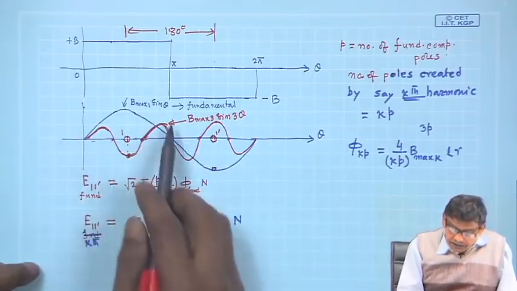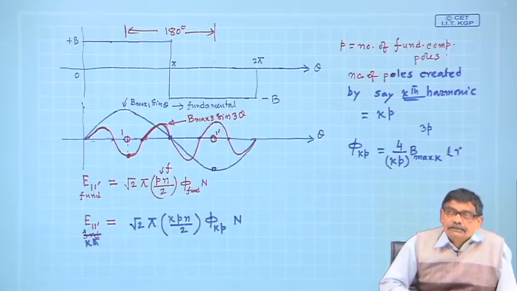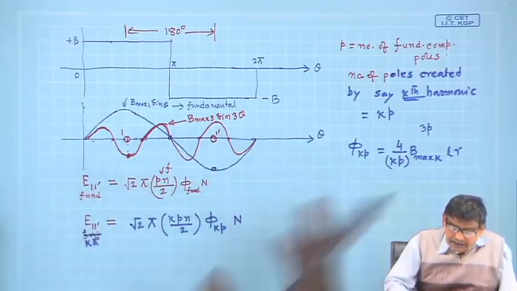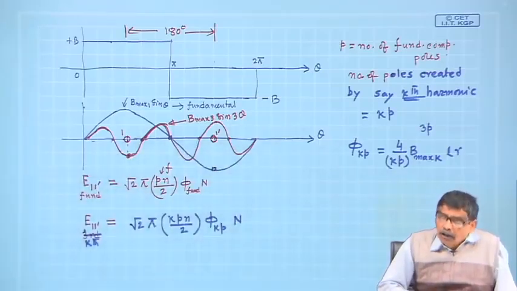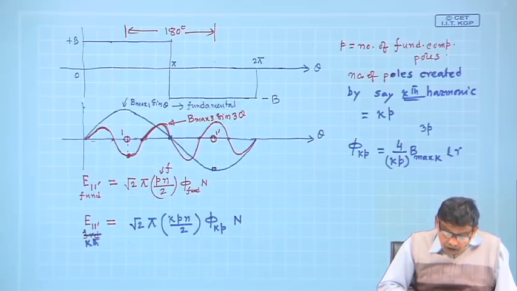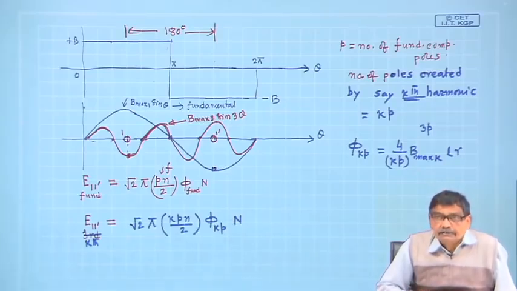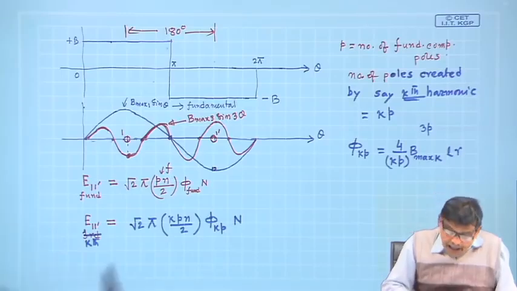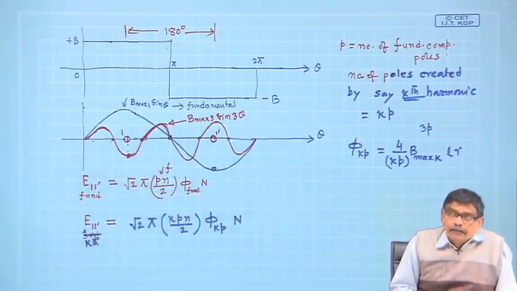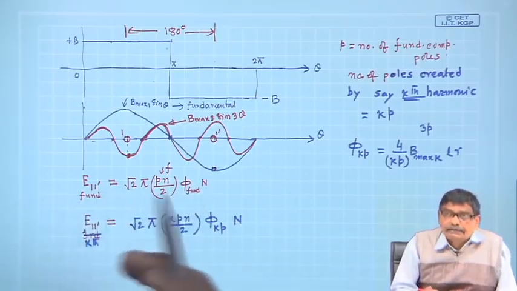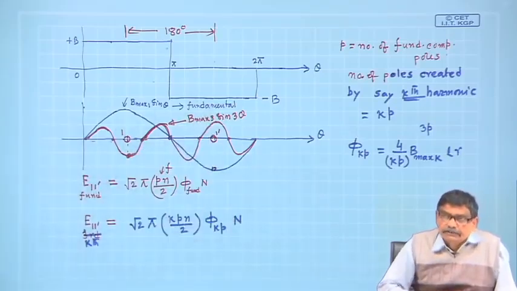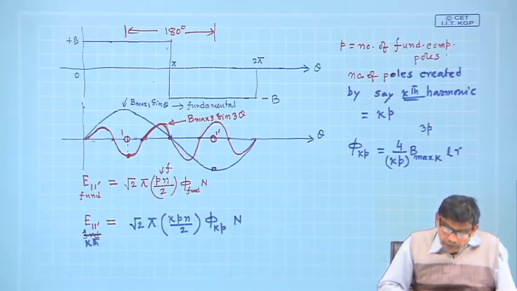So, 1, 2, 3, 4, then that thing comes. Therefore, you can easily verify that all odd harmonics will induce a little bit of voltage depending upon their strength B max k, and they will be added up. Of course, there may be plus and minus signs before the Fourier coefficients, that can be easily taken care of.